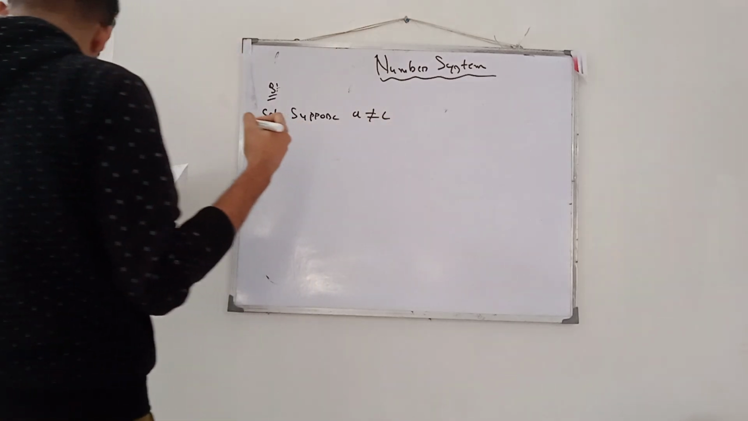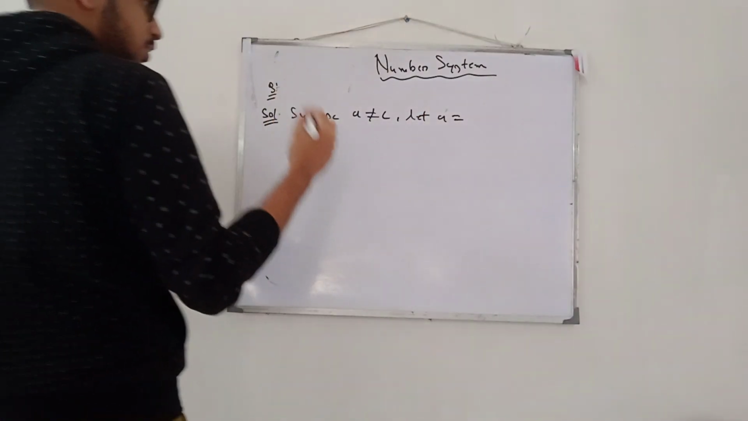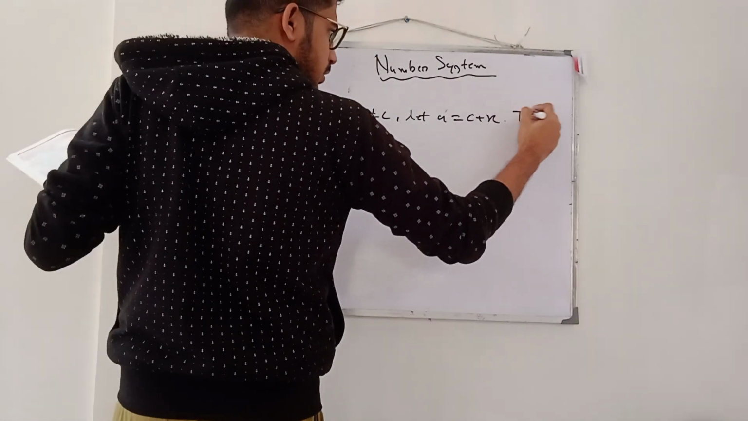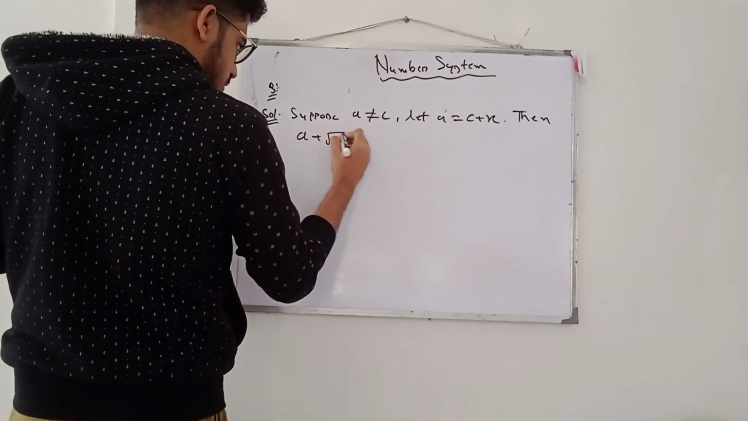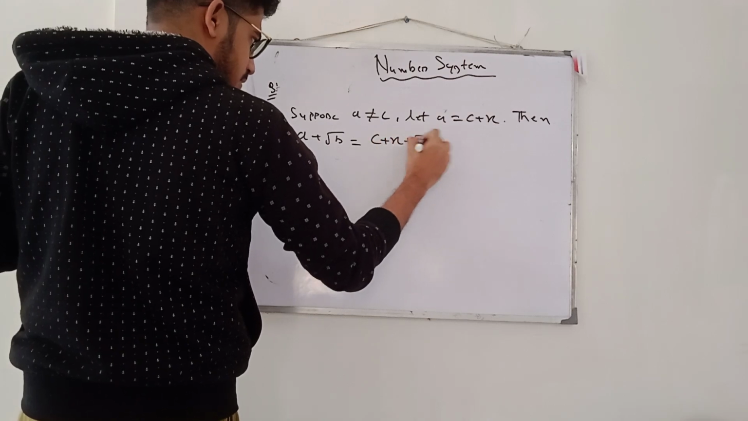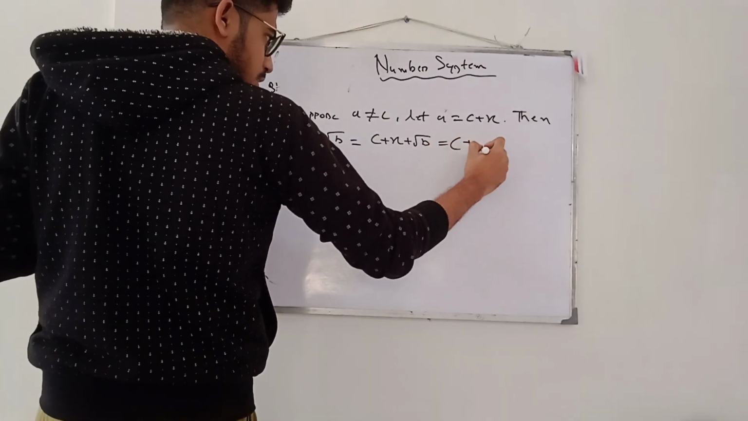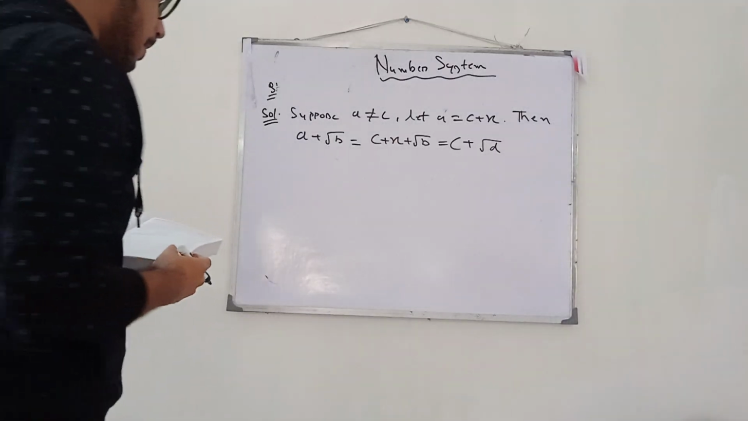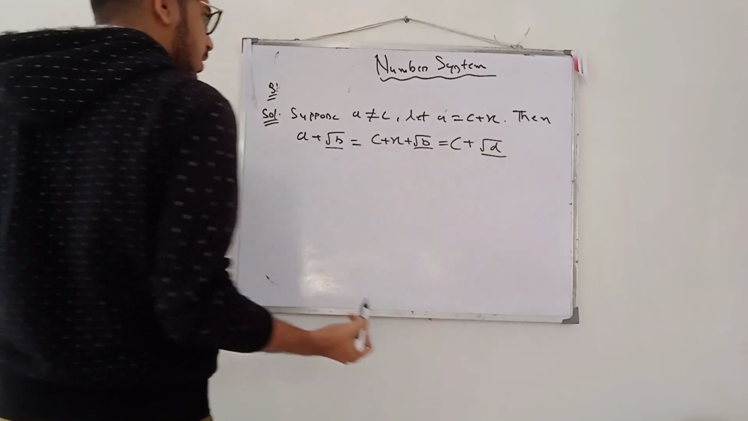Suppose a not equals to c. Let a is equal to c plus x. Then c plus x plus root b is equal to c plus root d. It's a plus root b, c plus x plus root b, c plus root d.